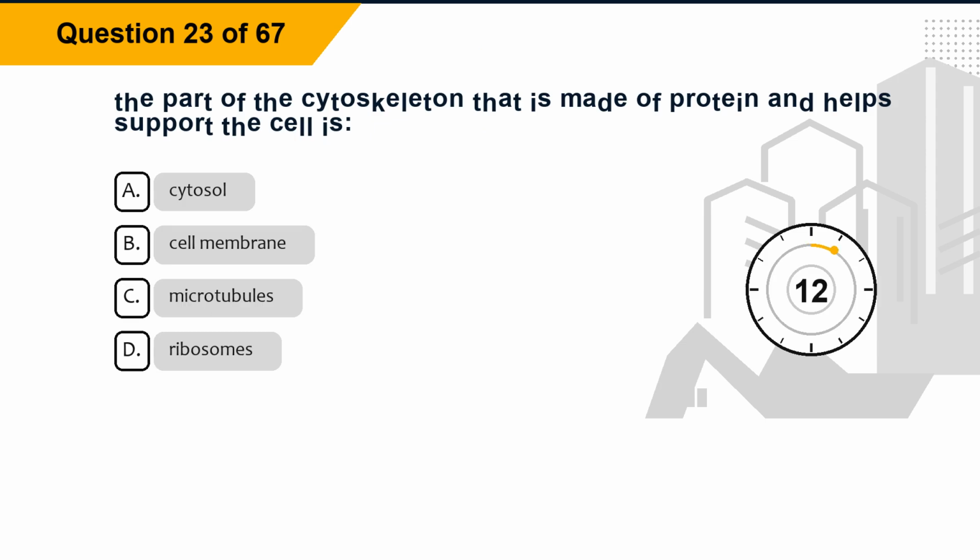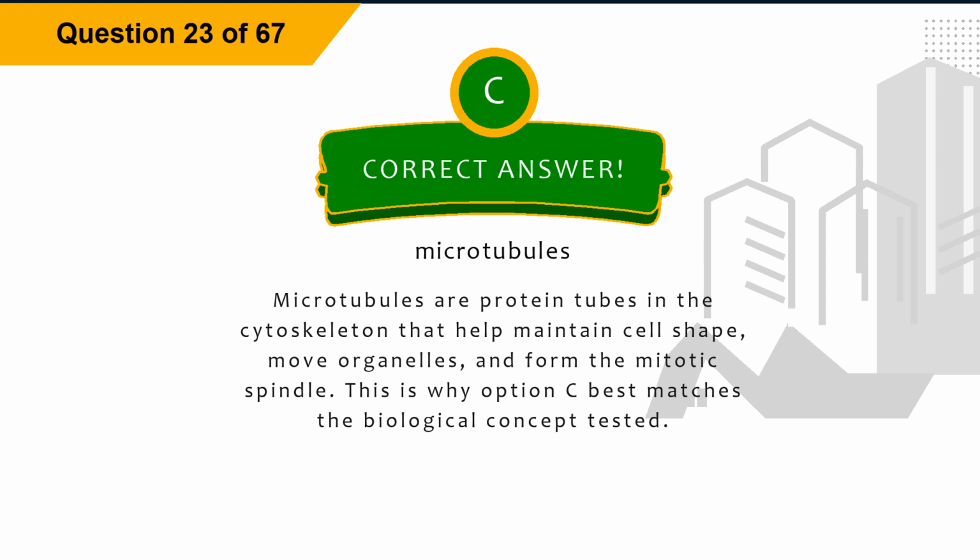Question 23. The part of the cytoskeleton that is made of protein and helps support the cell is option A, cytosol. Option B, cell membrane. Option C, microtubules. Option D, ribosomes. The correct answer is option C, microtubules. Explanation: microtubules are protein tubes in the cytoskeleton that help maintain cell shape, move organelles, and form the mitotic spindle. This is why option C best matches the biological concept tested.